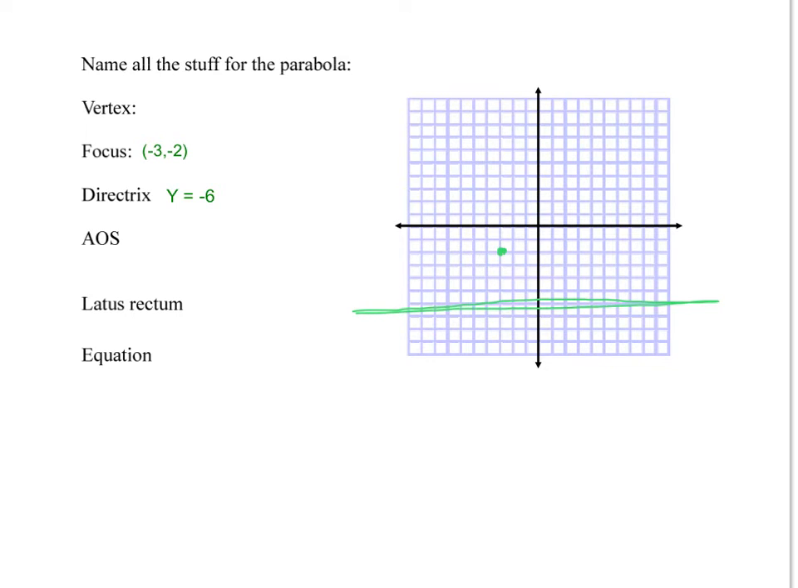Okay, I can now see that my vertex is going to be halfway in between my directrix and my focus, so it's going to be right here at (-3, -4). And my parabola is now going to go up something like this on both sides. I can also see that my P has a length of 2, because it's the distance from my vertex to the directrix and from my vertex to the focus. So my P is equal to 2.